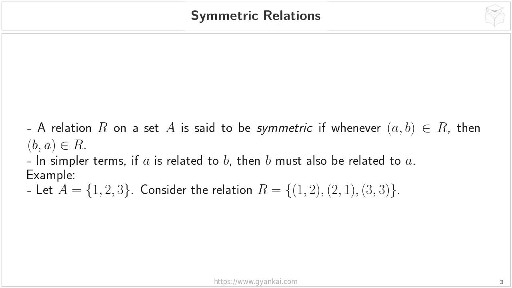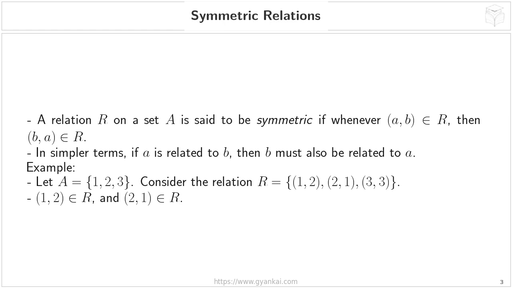The slide then gives us an example. Let's consider a set A containing the elements 1, 2, and 3. And let's define a relation R as the set of ordered pairs (1, 2), (2, 1), and (3, 3). Now, to check if R is symmetric, we need to examine each ordered pair.